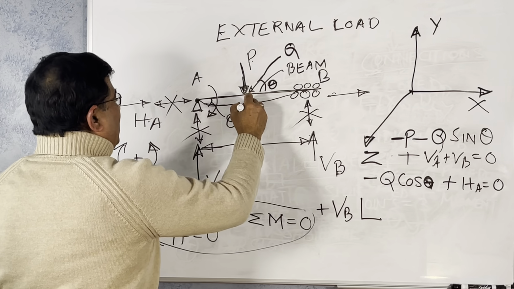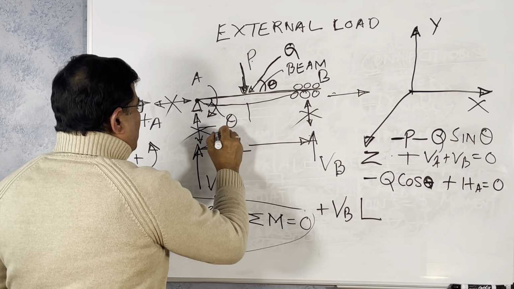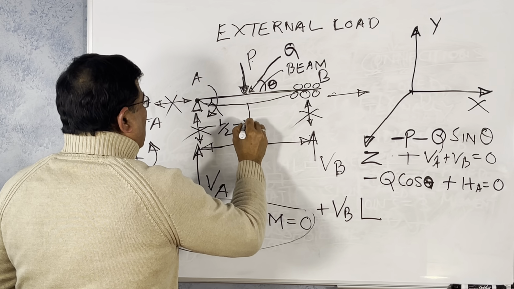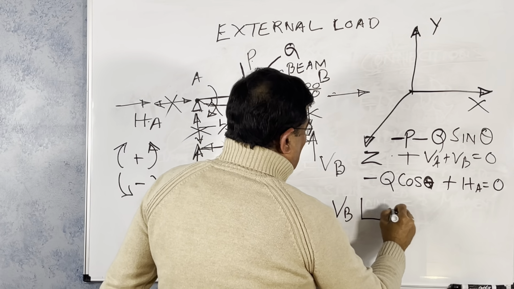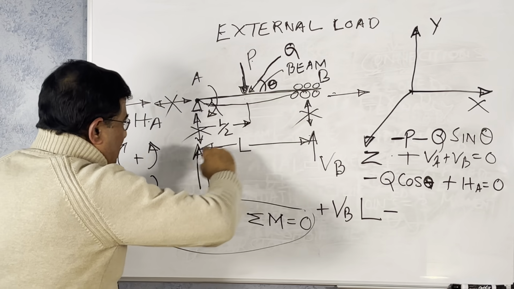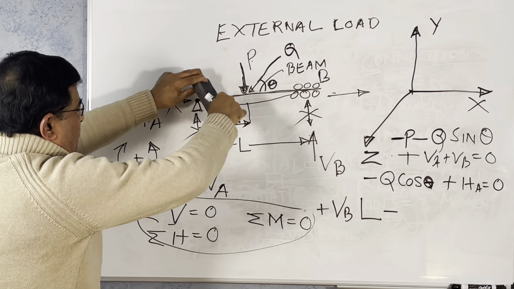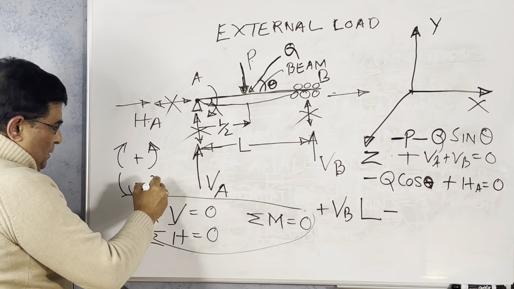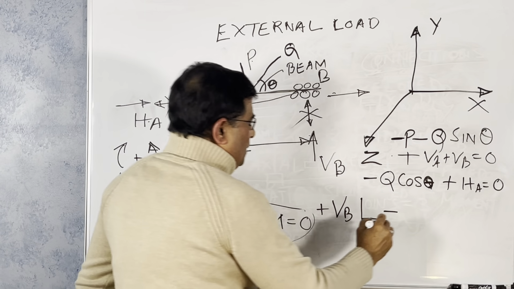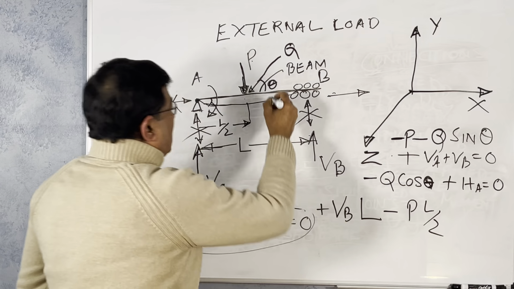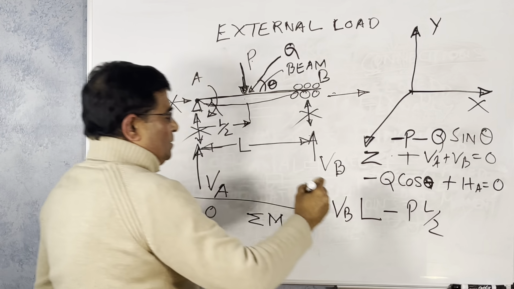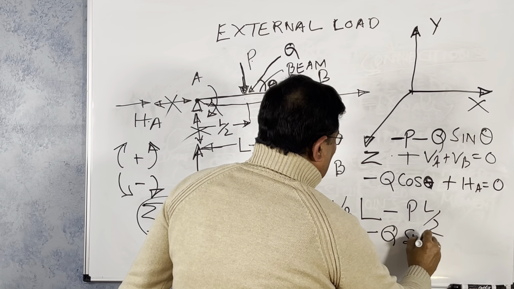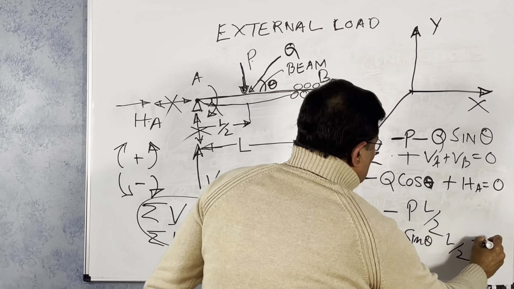Then this force P, they are both acting at the same point, say at the midpoint, L over 2. It will try to create a moment like that. I am considering from the right side, this is causing a clockwise moment, so it is minus P times L over 2. And the component of Q in the vertical direction is minus Q sine theta times L over 2. This whole thing equals 0.